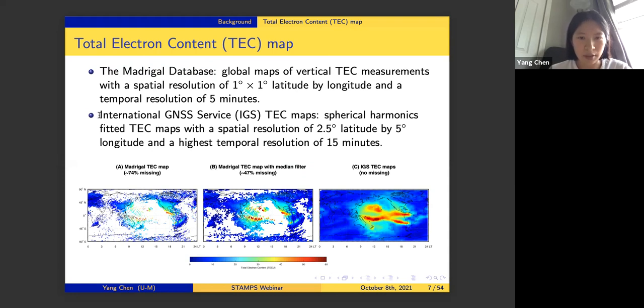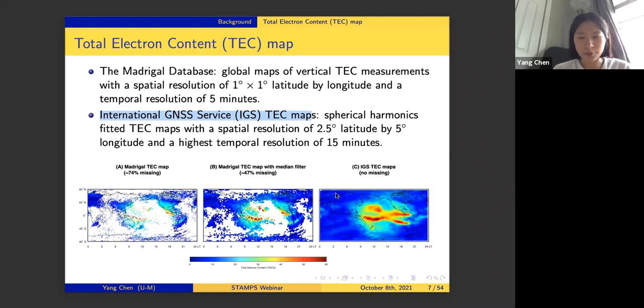An alternative data set is called the IGS TEC maps, which I'm showing on the right-hand side of my figure. This is based on spherical harmonics fitted TEC maps based on a more scattered number of locations. So the entire map is reconstructed based on a much smaller number of receiver stations, and the spatial resolution is much lower, 2.5 by 5, and the temporal resolution is also much lower, every 15 minutes.